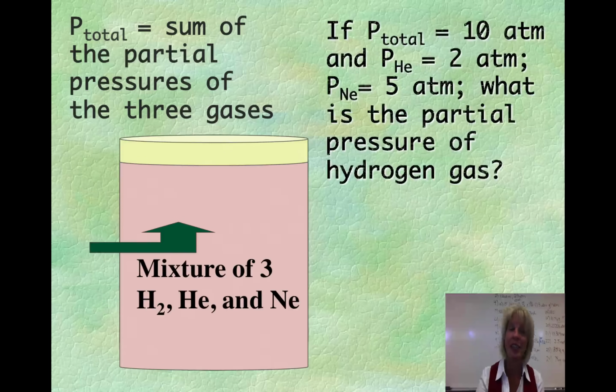Now, let's look at this problem. If the total pressure in this mixture of hydrogen, helium, and neon is 10 atmospheres, and we know that the partial pressure of helium is 2, and the partial pressure of neon is 5, we can definitely calculate the partial pressure of hydrogen gas. Helium is 2, plus neon is 5, plus we need to know hydrogen so that when we add it all together, we're going to get 10. So it makes sense that hydrogen has a partial pressure of 3 atmospheres.